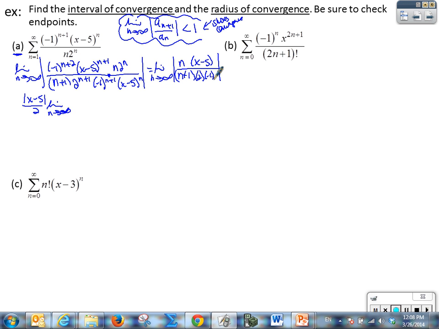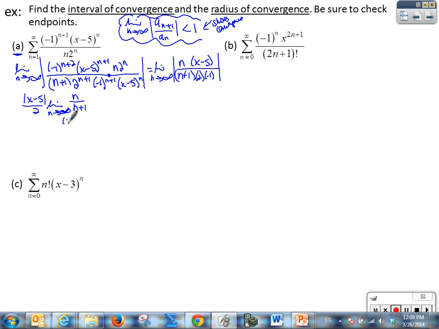This negative 1 will disappear because of the absolute value bars. We're going to take the absolute value of negative 1, it's 1. And I'm left with n over n plus 1. Okay, are we okay with that? All right, so let's take the limit. The limit is 1.